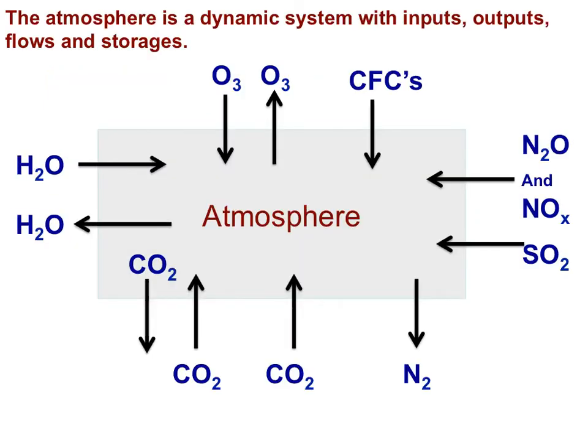The Earth's atmosphere is a dynamic system with inputs and outputs. Take some notes. Water flows into the atmosphere through evaporation. Water flows out of the atmosphere during precipitation. Carbon dioxide flows out of the atmosphere during photosynthesis. Carbon dioxide flows in during respiration. Carbon dioxide flows in when societies combust fossil fuel.